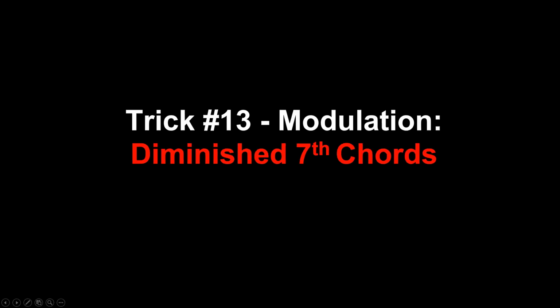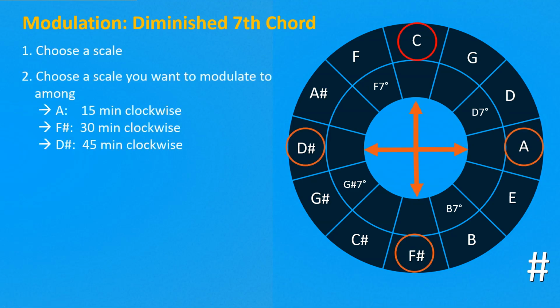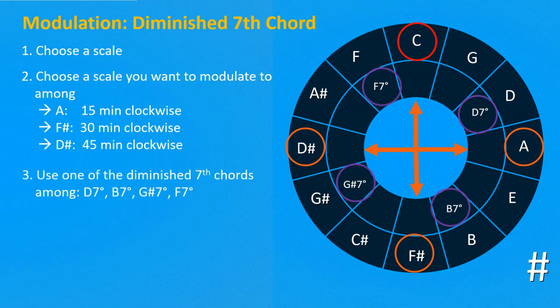Trick number 13. Modulation. Diminished 7 chords. Choose a scale, for instance C major. Choose a scale you want to modulate to among A, 15 minutes clockwise, F sharp, 30 minutes clockwise, D sharp, 45 minutes clockwise, or if you prefer, 50 minutes counterclockwise. Choose one of the 4 diminished 7 chords that has function of pivot chord that you can find 10, 25, 40 and 55 minutes clockwise.